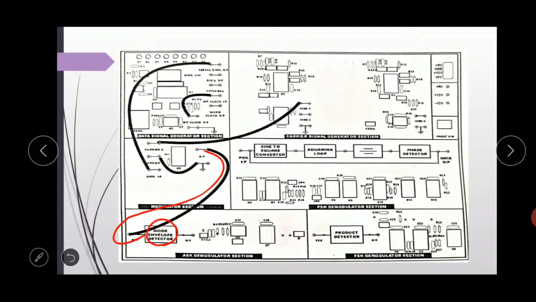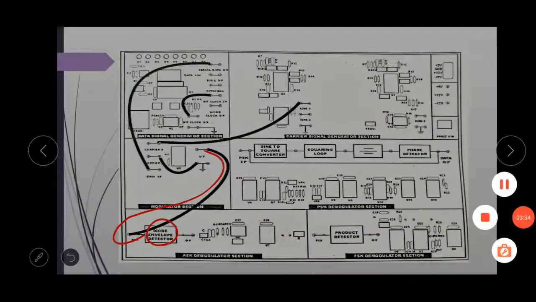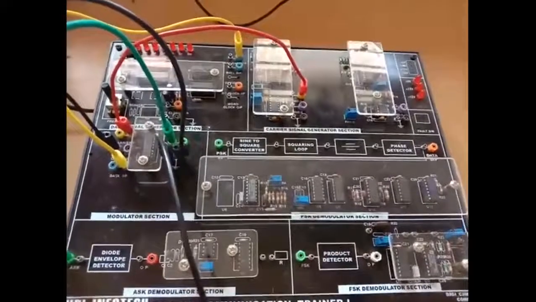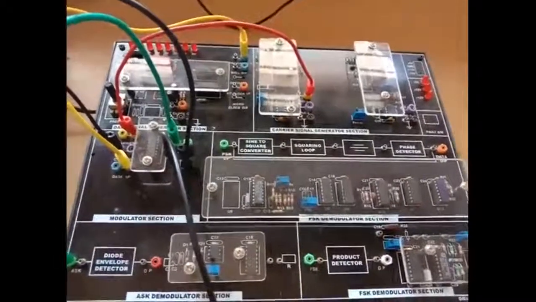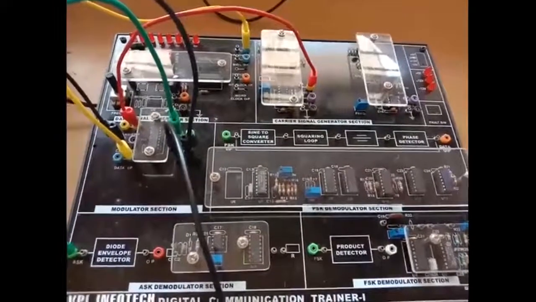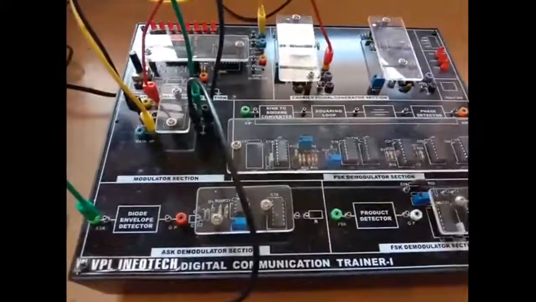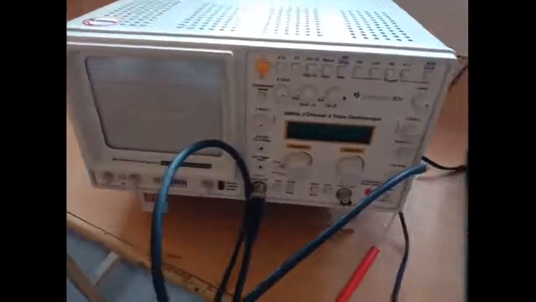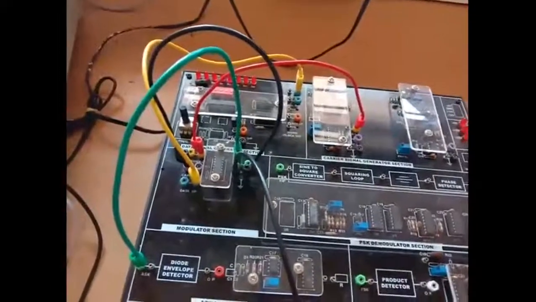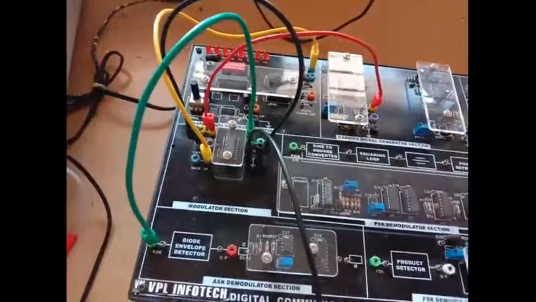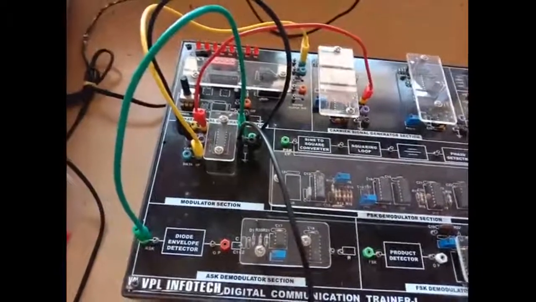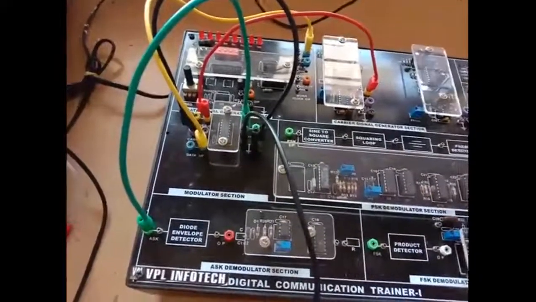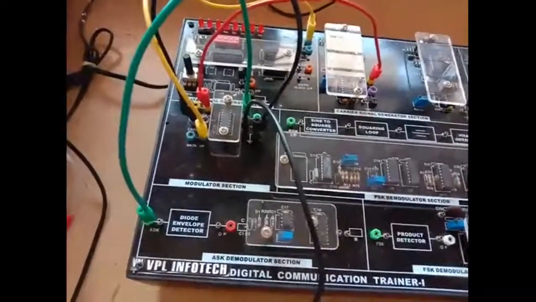Let's do the experiment. Now we will perform the experiment of ASK, amplitude shift keying. Look, this is the ASK trainer kit, and as you know, this is the CRO. ASK means digital to analog conversion, as we know, and we know the meaning of modulation. The amplitude of the carrier signal changes with respect to the message signal, that means amplitude modulation.